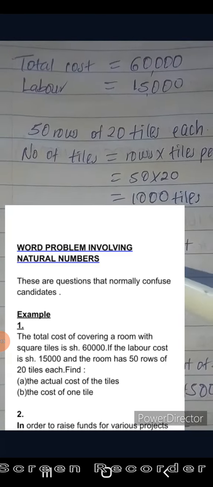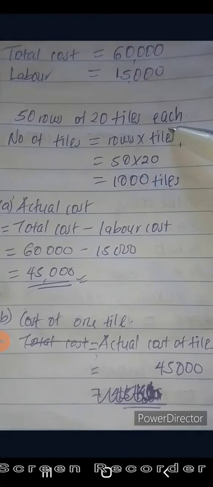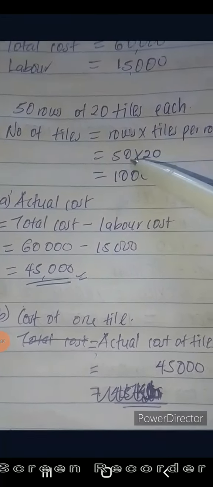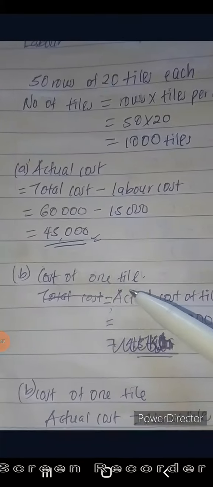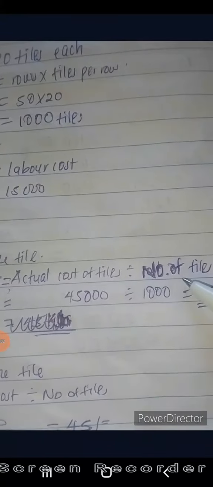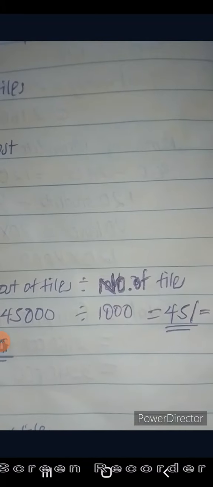Then in the second question, you are being asked to find the actual cost of tiles. First of all, you must find the number of tiles. You are being told there are 50 rows of 20 tiles each. It means we have 50 times 20 tiles. That is 1,000 tiles. To get the cost of one tile, we take the actual cost of tiles, that is 45,000, divided by the number of tiles, 1,000, and you get 45 shillings as the correct answer.